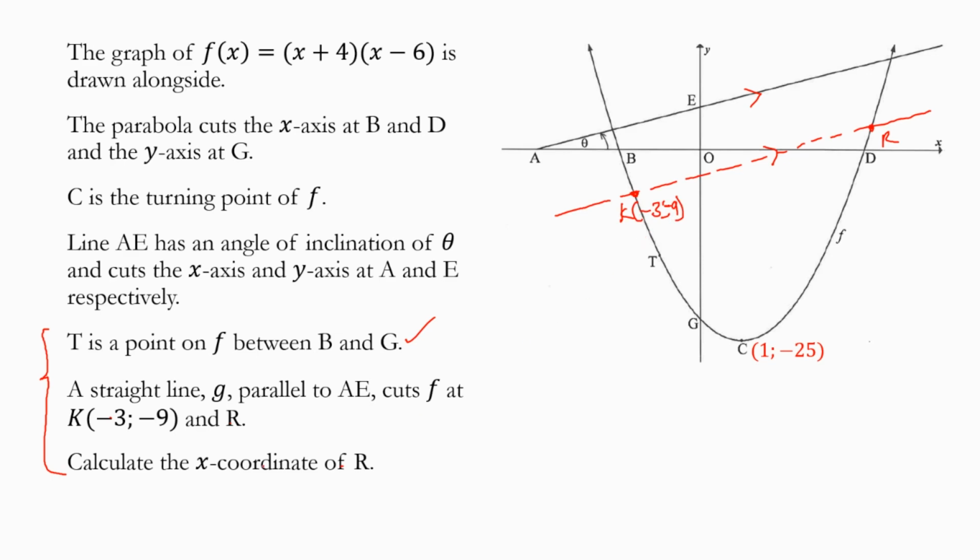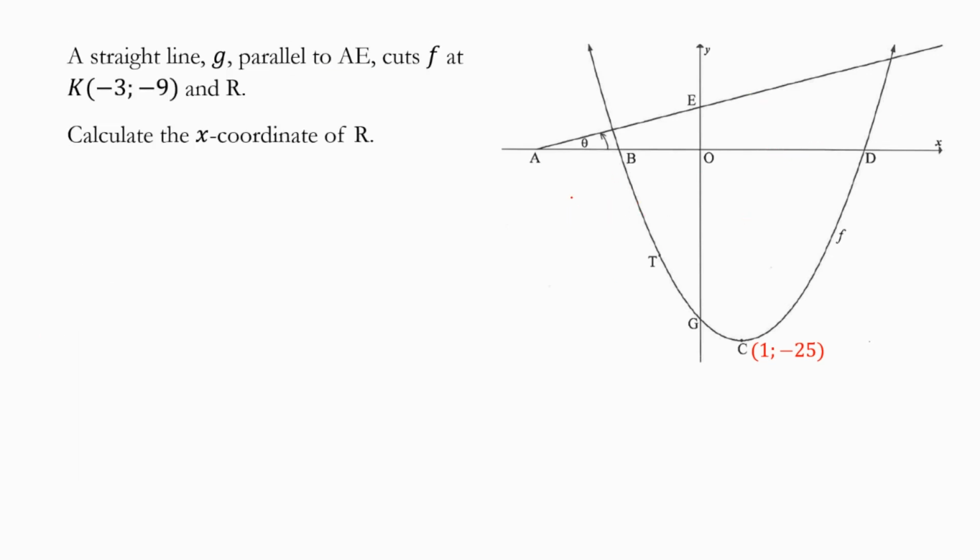Right, calculate the X coordinate of R, which means the other point of intersection. So if you check here, K and R are points of intersection. And how do you find the coordinates of the points of intersection? We have to solve the equations of the two functions simultaneously. We have the equation of f of x, but we don't have the equation of g, so we have to find the equation of g. Right, we'll start by finding the equation of g.